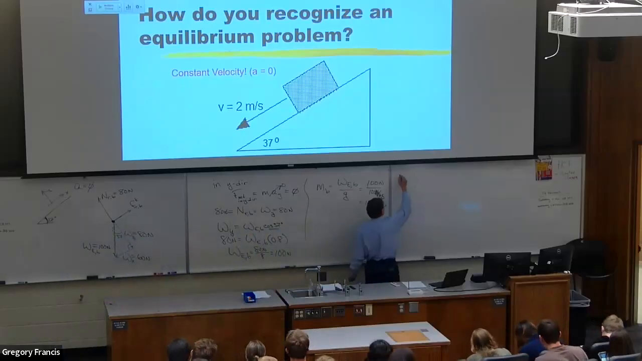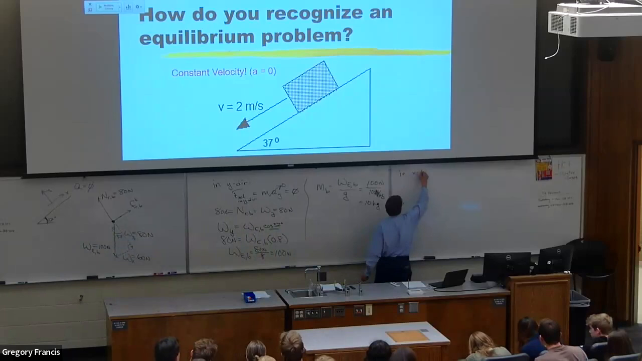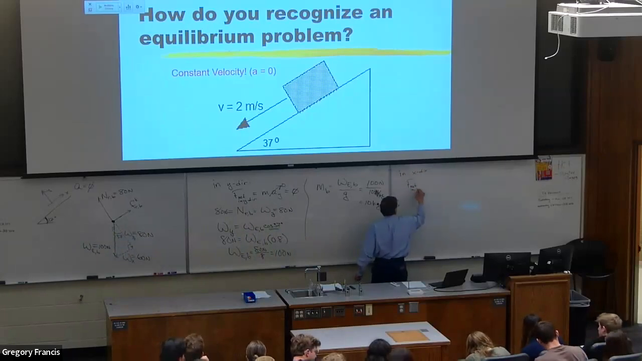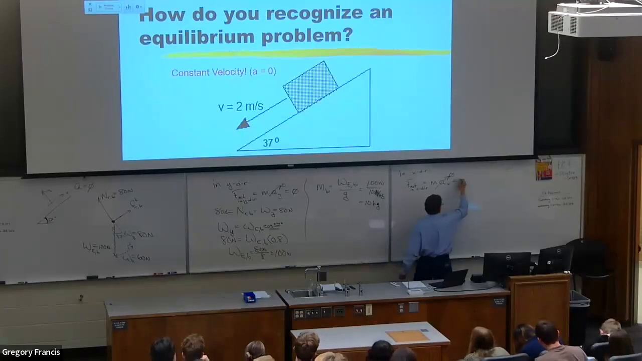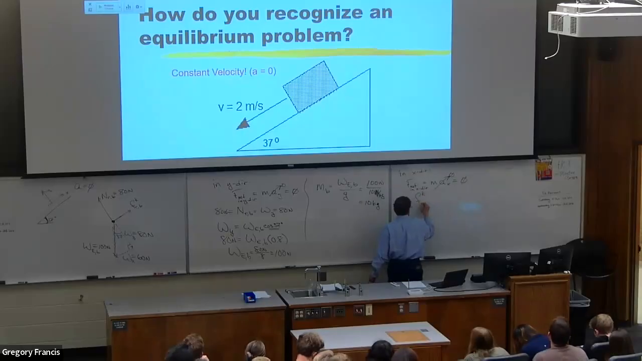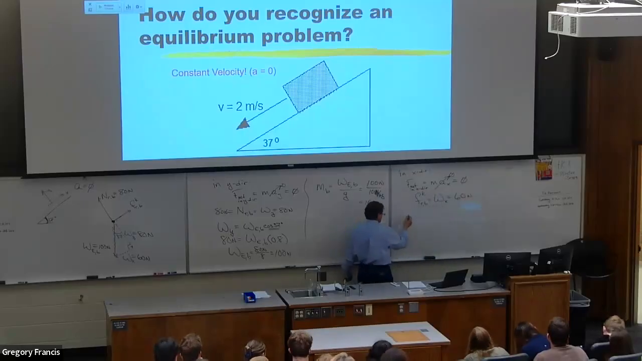I can do Newton's second law in the X direction. Again, the acceleration is 0 in both directions, it's balanced in both dimensions. And so this is going to be 0. And that means that the friction force by the ramp on the block is just going to be the X part of the weight, which is 60 newtons. Well, now I can use that formula for kinetic friction.